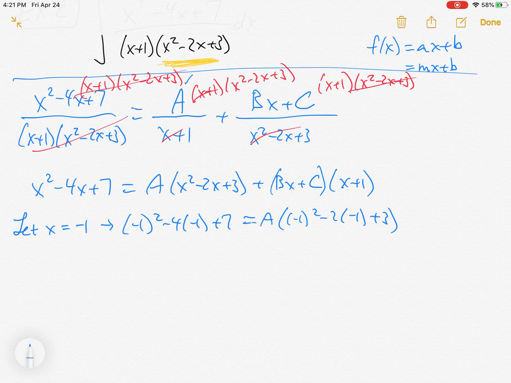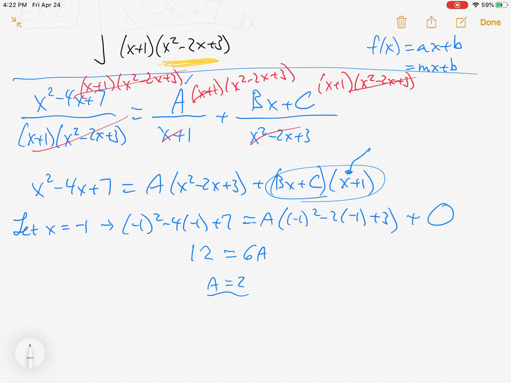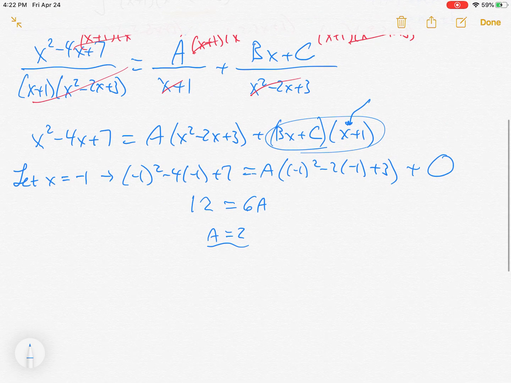So x equals what would be our perfect number? -1. And I will say something about that here in just a second. Just going to plug it in everywhere first. Why -1? Because it makes that 0, and if that's gone, the whole thing is gone. So you're looking for something that will destroy all but one letter. So this becomes what? 12? And this becomes 6A. 1, 4, 6, yep. So A is 2.